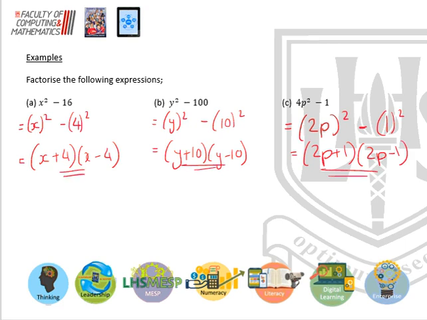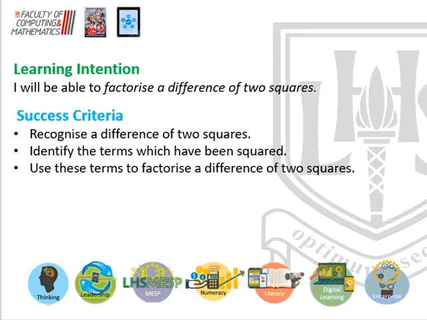So success criteria: being able to recognise the difference of two squares. You need to be able to spot it and know exactly what route you're going down. Identify your terms that are being squared, what numbers you are squaring to get what's in your expression, and then knowing one goes in as a plus, one goes in as a minus.